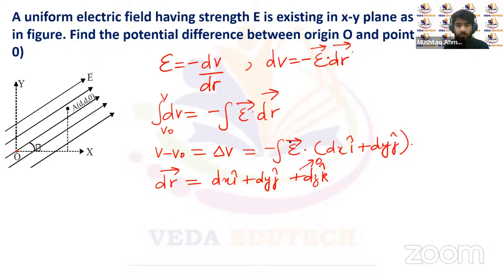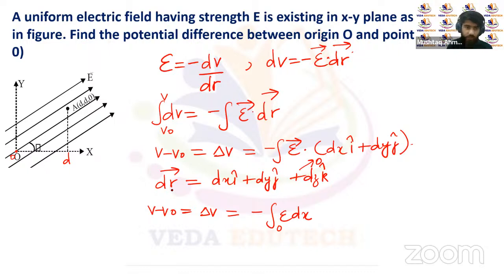And now integrating it with the proper limits. From here to here, x is going to change from 0 to d, and y is also going to change from 0 to d. So the potential difference V minus V naught, that's equal to delta V, is going to be equal to minus the integral of E dx with the limits 0 to d.